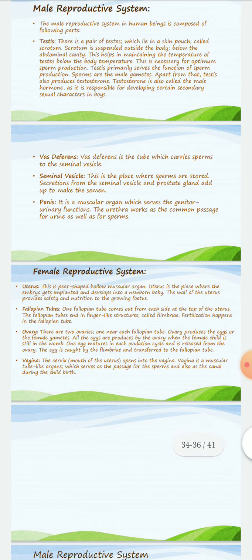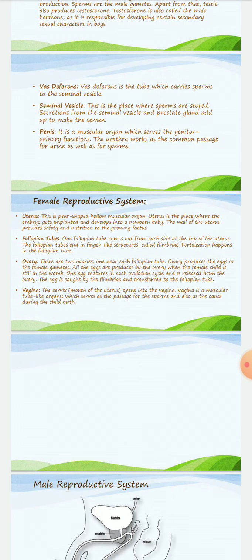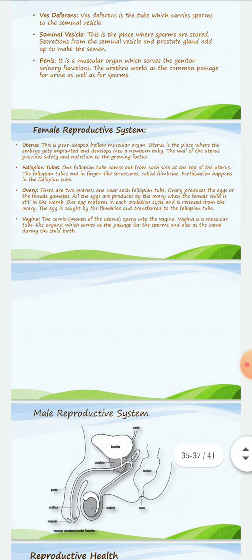Vas deferens. Vas deferens is the tube which carries sperms to the seminal vesicle. Seminal vesicle, this is the place where the sperms are stored, and secretions of the seminal vesicle and prostate gland add up to make the semen. And penis. Penis is the muscular organ that serves the genital and urinary functions. The urethra works as a common passage for urine as well as for the sperms. So in the next class, we'll start with the female reproductive system.